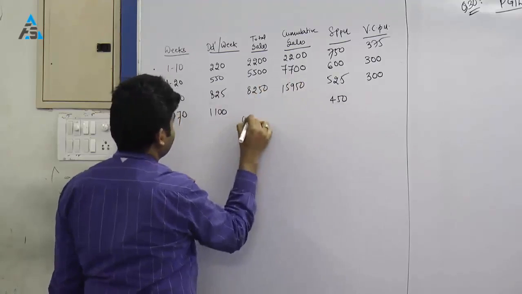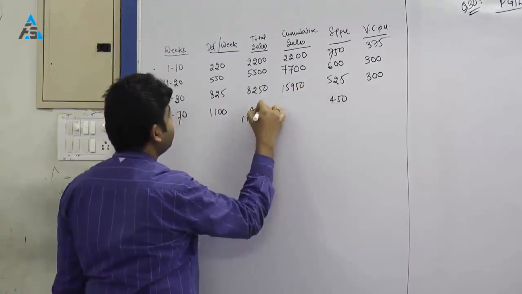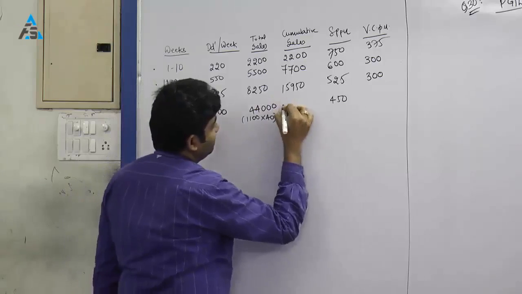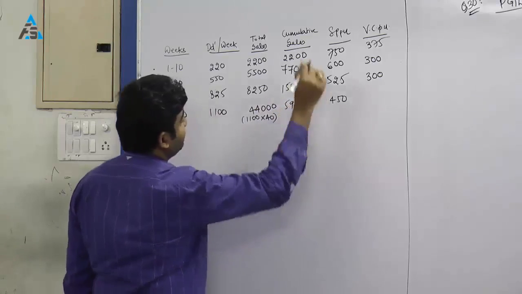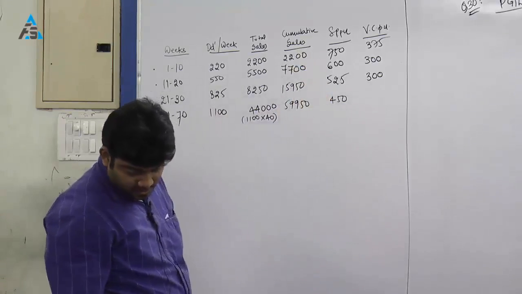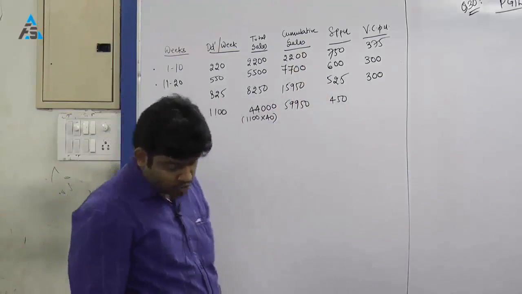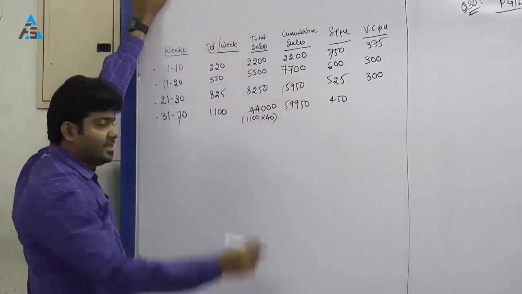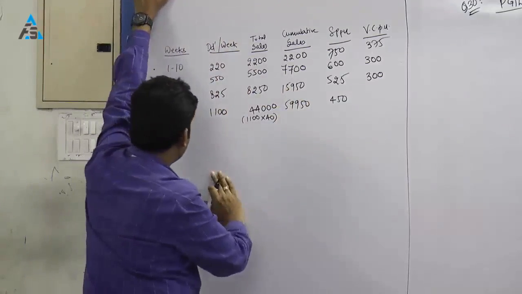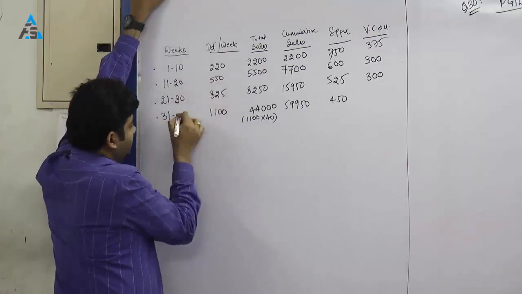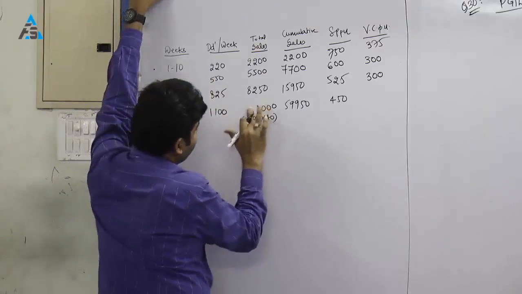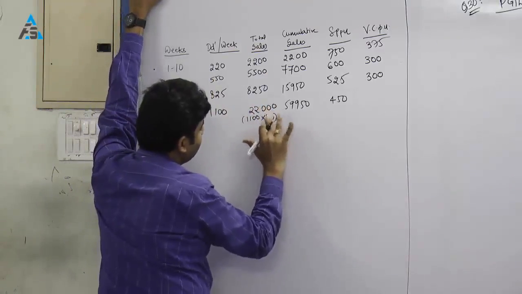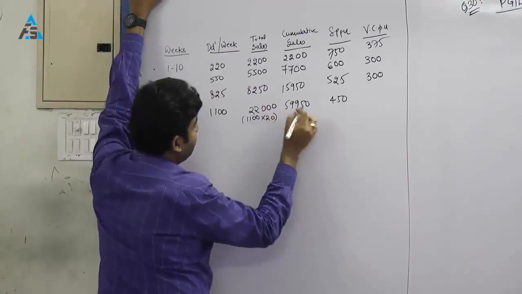Total sales here is 1,100 into 40, which is 44,000. Cumulative sales will become 59,950. Selling price per unit 450. What is the variable cost? Variable cost for the next 22,000 is 225. Hold on. For the next 22,000 they have given, and then there is again a change for the next 22,000. So can I say I will have to split this from weeks 31 to 50, so that only 22,000 units are accumulated here, correct?